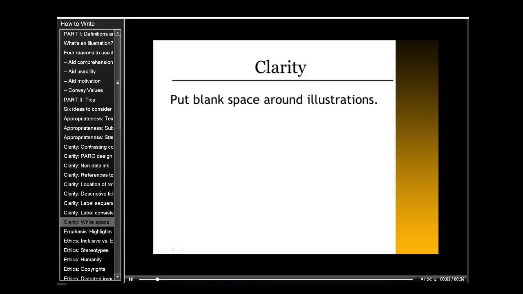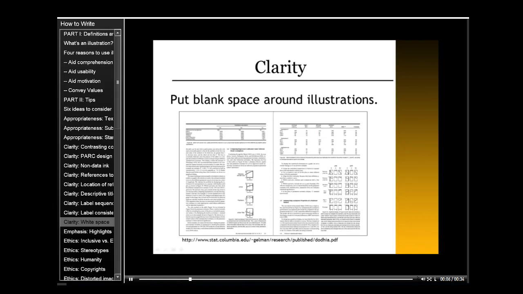You want to put blank space around illustrations. If we take a look at this particular PDF file, we look at it and say, oh, it's got both tables and illustrations. Where is the blank space? It's there, it's there, it's there, it's there, and it's there. Notice things are set apart from the main text so that they don't run into it. They're close by, but they're far enough so we can tell it's not smashed up and belonging to it directly.